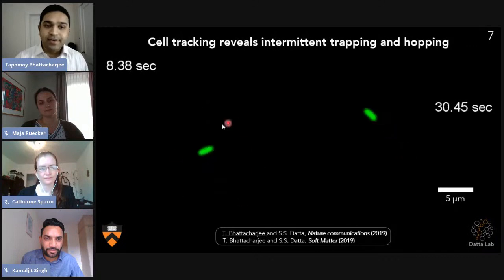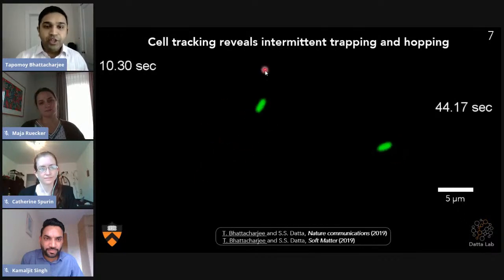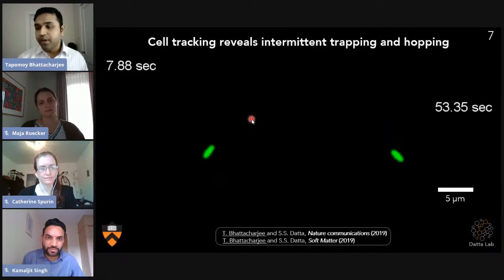Instead, these cells get trapped into this tight pore space inside this porous medium. They constantly reorient their body. Eventually they find a directed pathway where they can hop to the next trap. So they are hopping between traps.